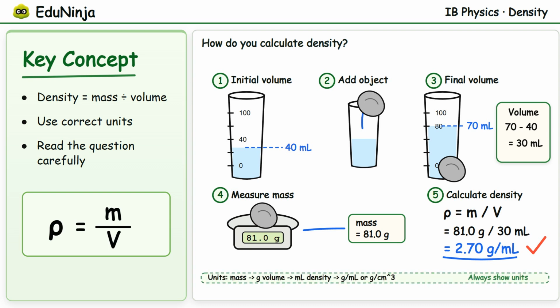The exam mark is often lost on units. Mass might be in grams or kilograms. Volume might be in milliliters, cubic centimeters, or cubic meters. Your density unit must match the units you used in the calculation.